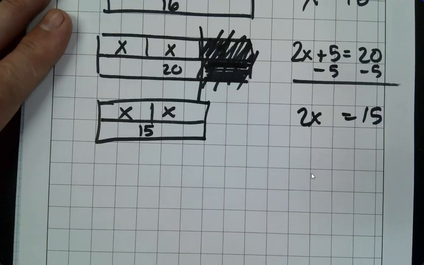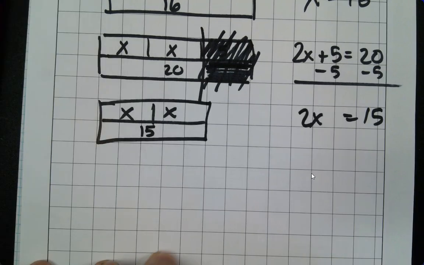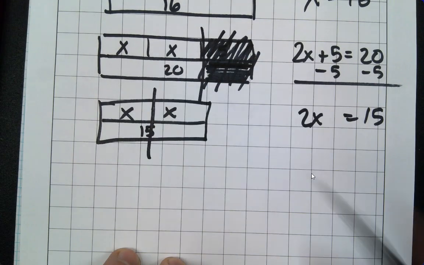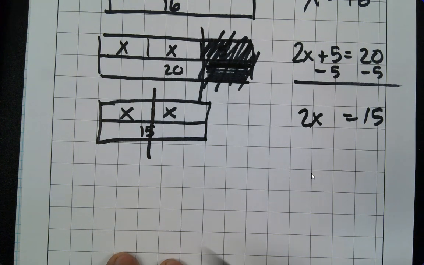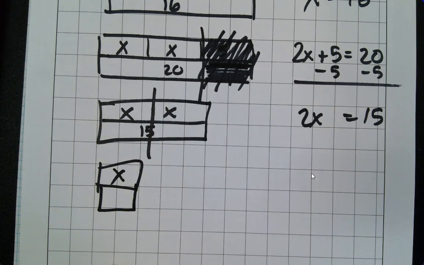Now, we need to finish, and what I want is to get it to where I just have 1x. So we're going to split that 15 right down the middle so that I can get just 1x. Noah? So what is x? Right? Very good.